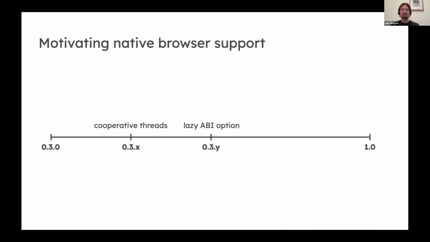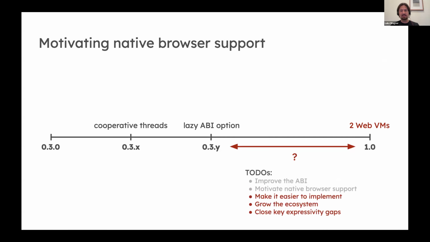And according to the WebAssembly CG process, we can only get to an official 1.0 if the component model is shipping in at least 2 web VMs. So then that naturally raises the question of, what should we do in the meantime? Which is the context for the last 3 bullets in the to-do list I gave at the beginning. There are valuable things that we can do to take us toward our goal that don't significantly increase the implementation burden on browsers, which is going to be our long pole here.